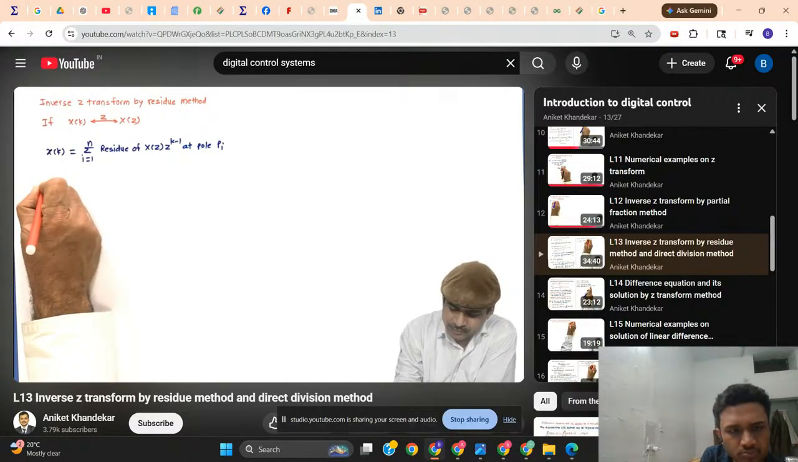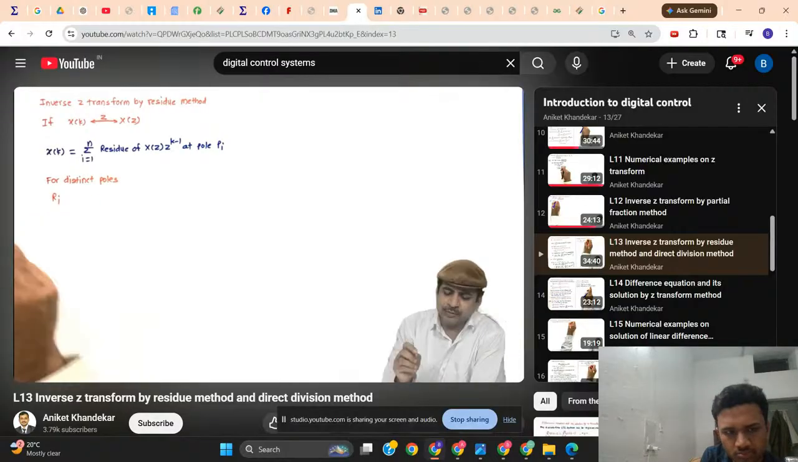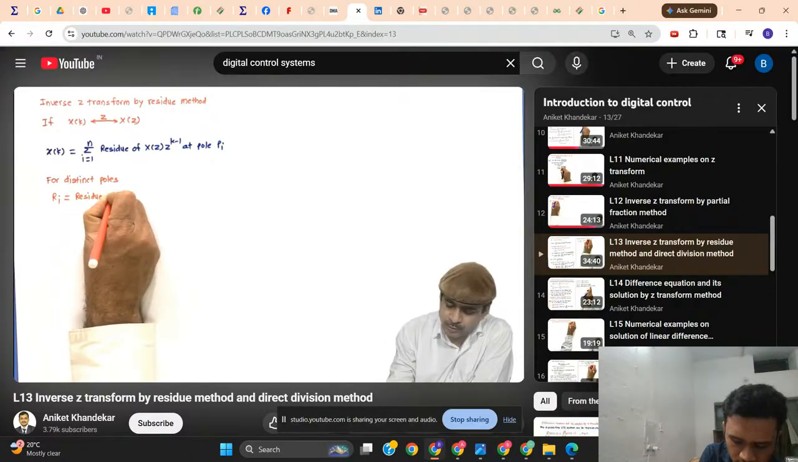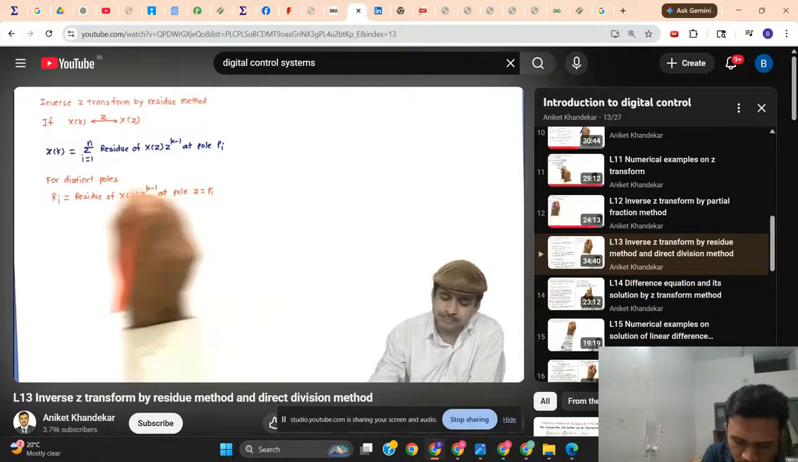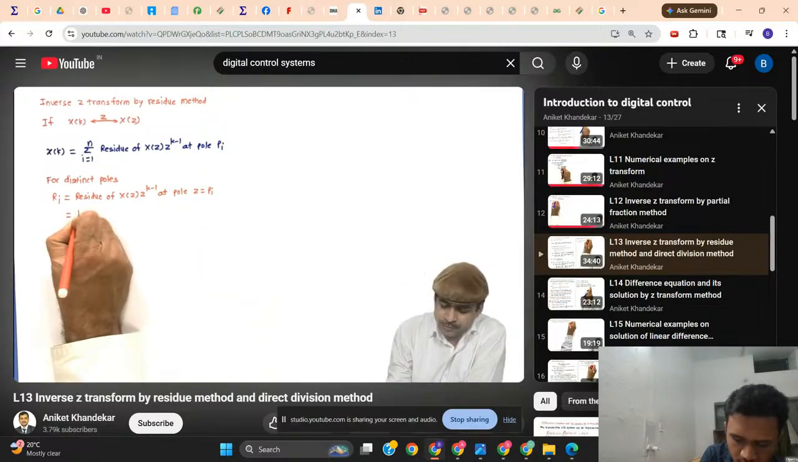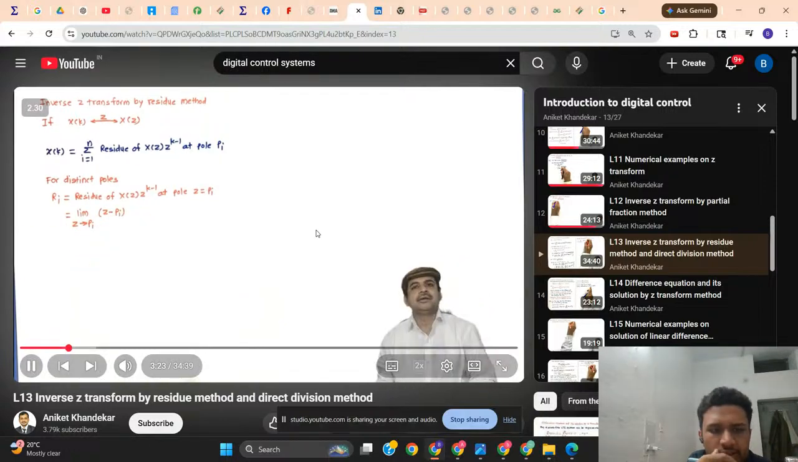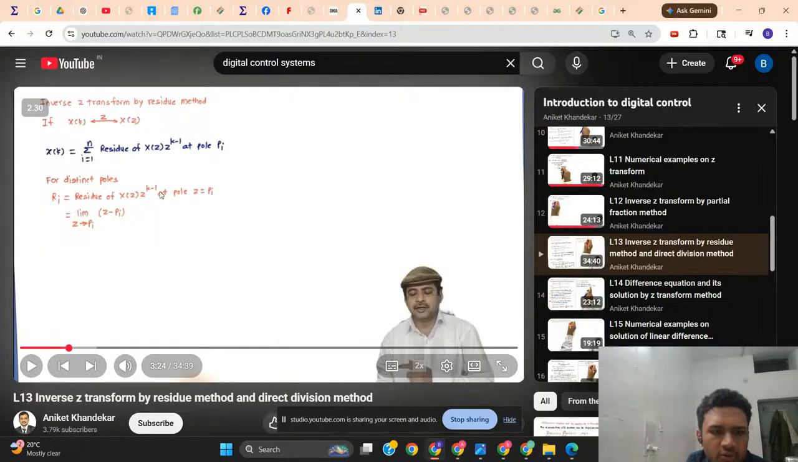Let us call residue equal to r. So let me call it for distinct poles. Let me call this as ri. Ri means residue for ith pole. That is equal to residue of X of z into z raised to k minus 1 at pole z is equal to pi. So fine. And it is equal to limit z tends to pi, z minus pi. Again, your Ri residue is equal to a residue of X of z into z raised to k minus 1 at poles z equal to pi.